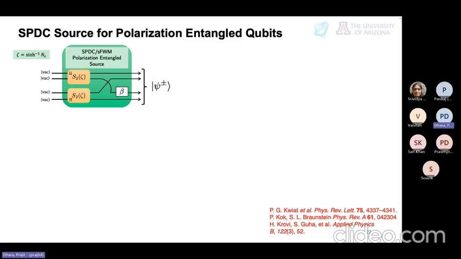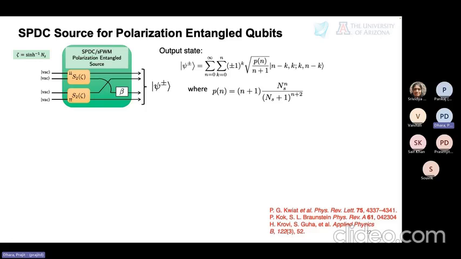Here shown as a green box, black box, the SPDC source generates theoretically a quantum state, which is given as follows. It's a combination of two mode squeezed vacuum states, or to make it more clear, it is parameterized by one parameter, which is the mean photon number per mode, which is tuned by the pump power, meaning the pump laser that drives your down conversion process will influence how many mean photons you have per mode.